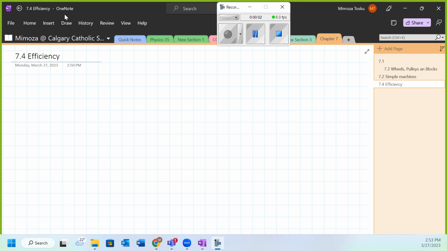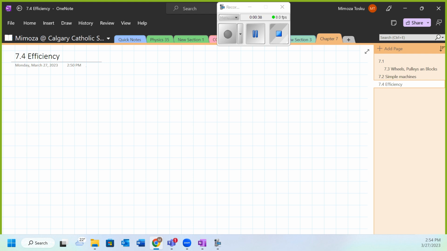So what we will talk about now is efficiency. We said that the whole point of a simple machine is to put in as little effort as possible to do a good job, to do a big job of work. So efficiency is a measure of how well and quickly we complete a job. This is the way that we measure efficiency.